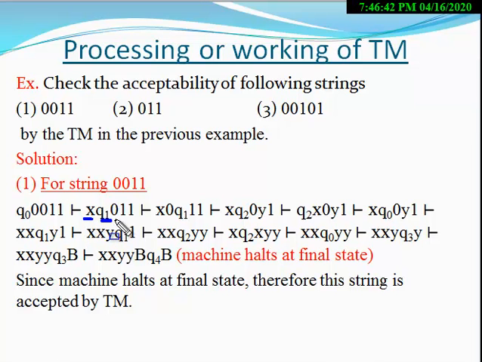Now you have to again check which transition rule will be applied here. Check that the state is Q1 and the tape symbol is 0. State Q1, tape symbol 0. You have to look at the transition function in the transition diagram. So at the state Q1, the tape symbol is 0.